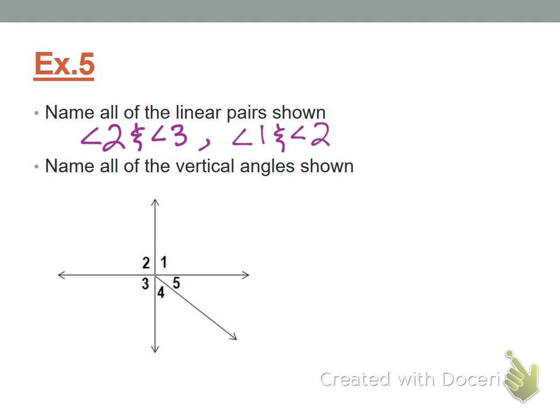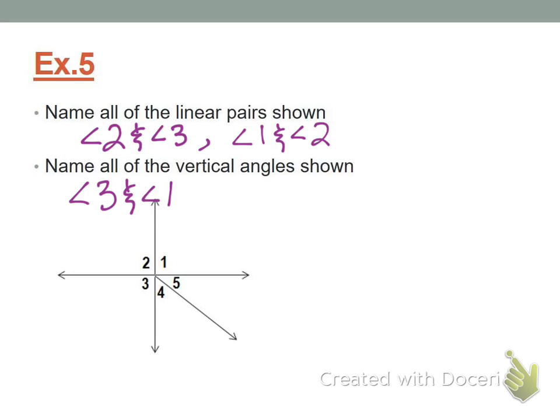Other questions, concerns? Okay, what about vertical angles? I believe there's only one pair of those here. 3 and 1. Those are the only ones that are vertical. Angle 3 and angle 1.